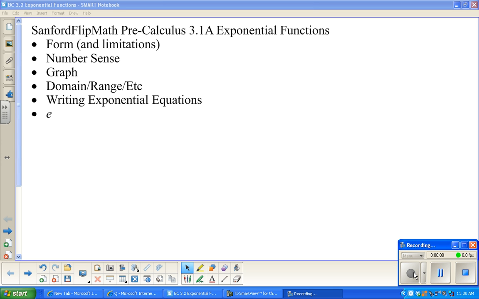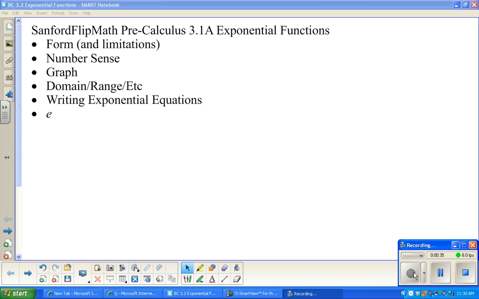We are just starting chapter 3, which is about exponential functions and then by extension logarithmic functions. We are just getting started. The examples and content we're working in is from the pre-calculus book by Demana, Foley, Kennedy, 4th or 5th edition. And we are going to look at, again, exponential functions.